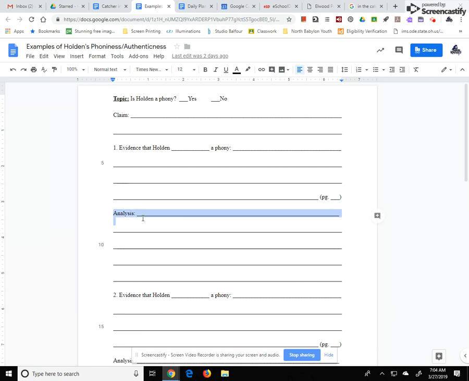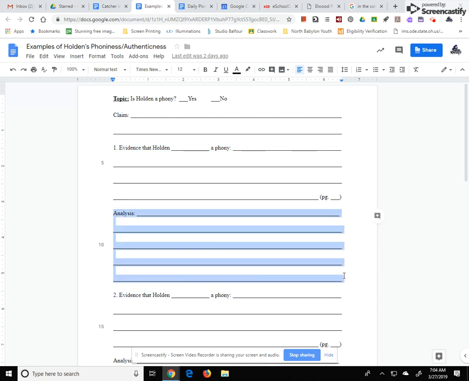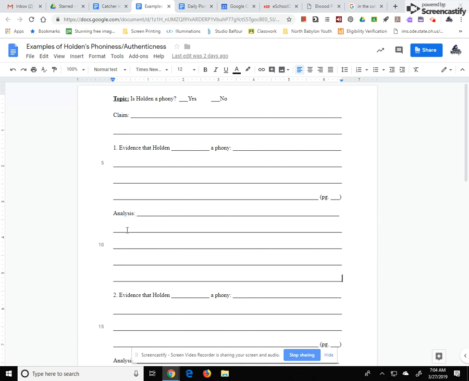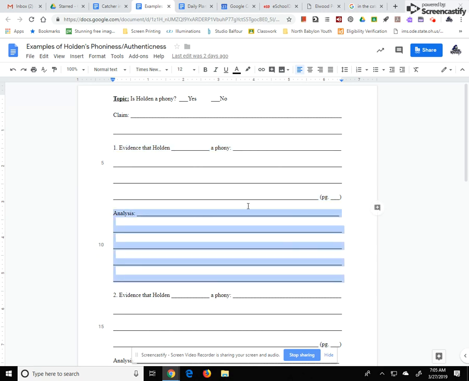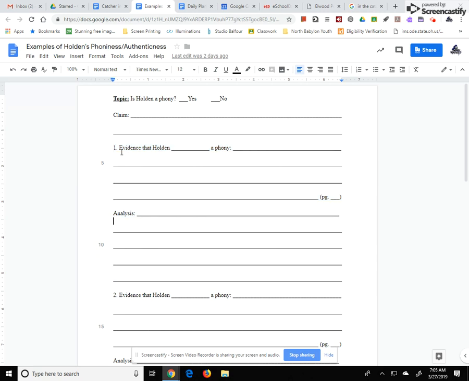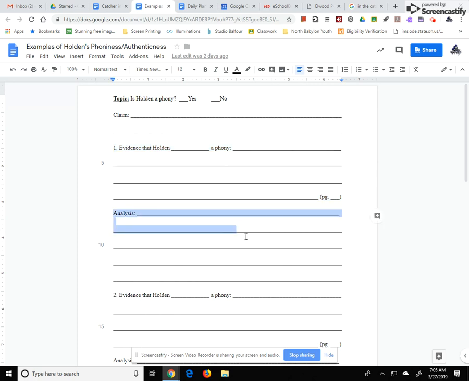And an analysis. In the analysis, you're simply explaining how the evidence of Holden being a phony or not being a phony, whichever way you go, connects to your claim. So if you are saying that Holden is a phony and you have evidence here of Holden being a phony, like how he contradicts himself about Mr. Antolini, then you would explain how the evidence shows that he is a phony. And if you were going to say that Holden is not a phony, you would explain how the evidence you wrote here of Holden being real and honest shows that he is not a phony.